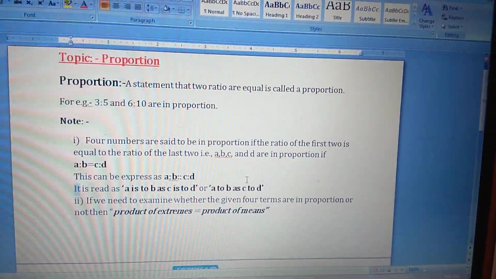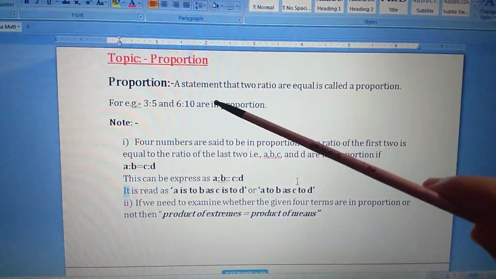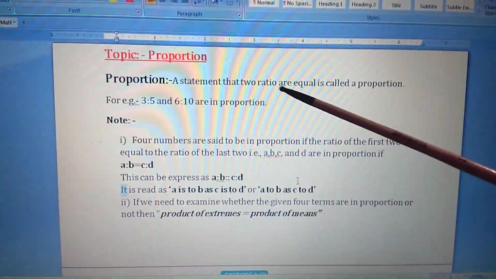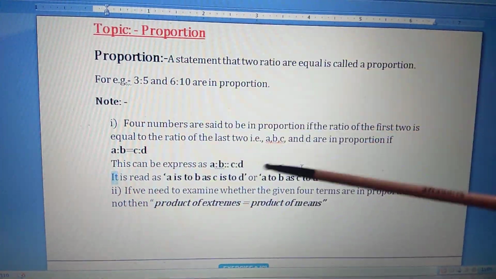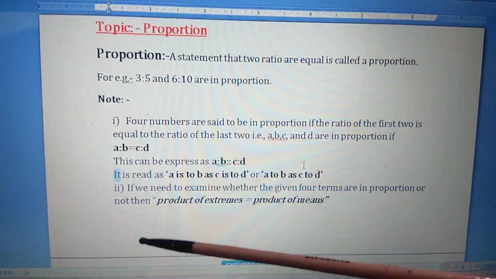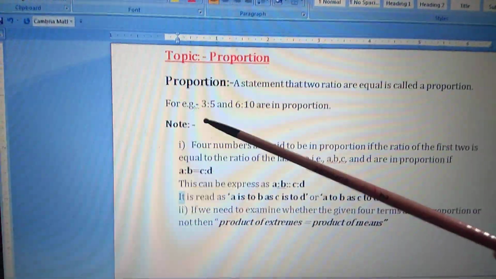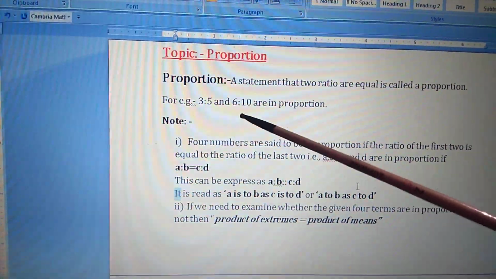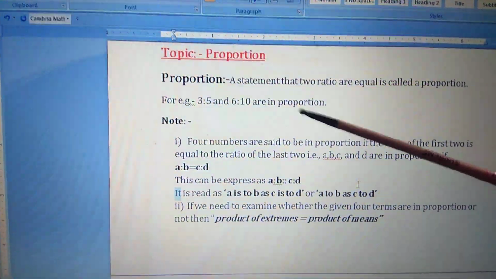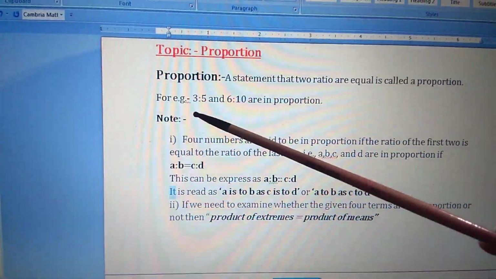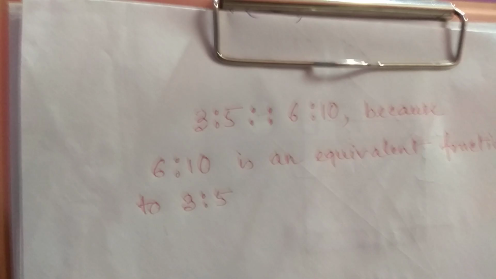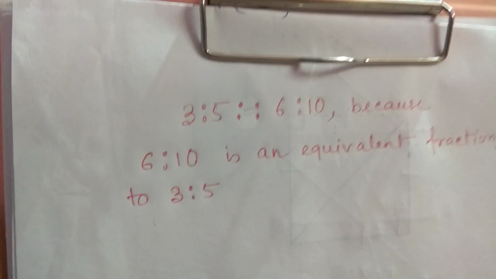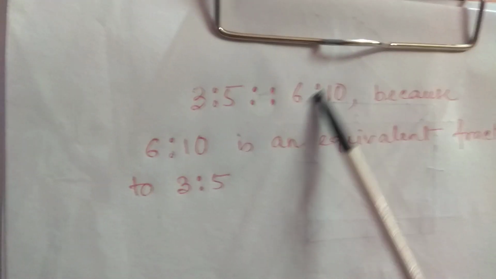First we need to know what is proportion. A statement that two ratios are equal is called proportion. In a statement, if two ratios are equal, then they are said to be in proportion. For example, you see 3:5 and 6:10 are in proportion. A question may arise in your mind: though both the ratios look totally different, how are they in proportion? So let's see. Here you can see 3:5 is proportional to 6:10.